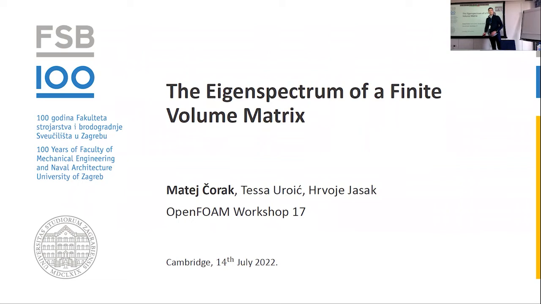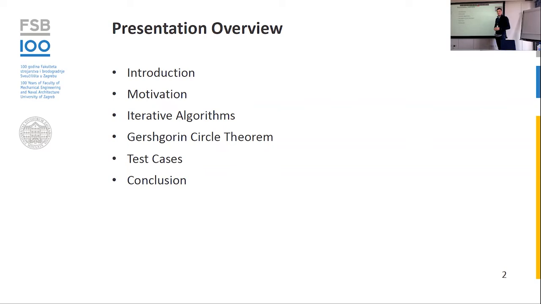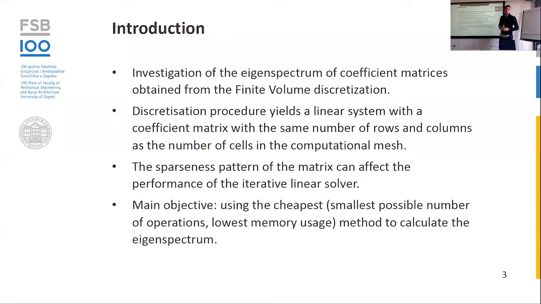So hello to everyone. My name is Matej Čorak and I'm coming from Zagreb. And today I will hold a presentation with the title The Eigenspectrum of a Finite Volume Matrix. So this is the overview of today's presentation. It is divided in 6 chapters and it will start with the introduction. For the introduction, I would like to show you what is the connection between eigenspectrum and coefficient matrices which were obtained from the finite volume discretization. As we know, the discretization procedure yields a linear system with coefficient matrices which have the same number of rows and columns as the computational mesh. The main objective of this presentation is to show how to use the cheapest method to calculate the eigenspectrum. Why we need the eigenspectrum, I will show you later, and we can start.